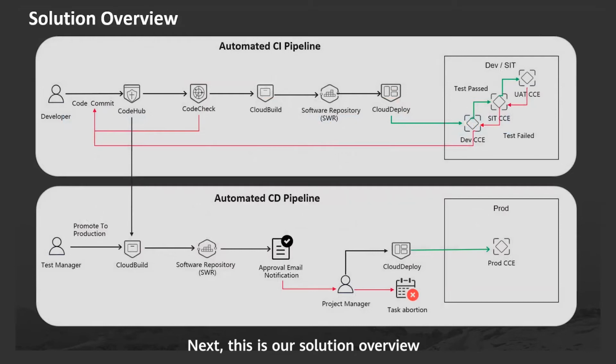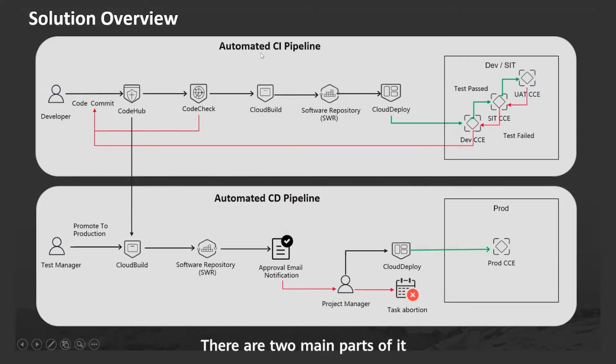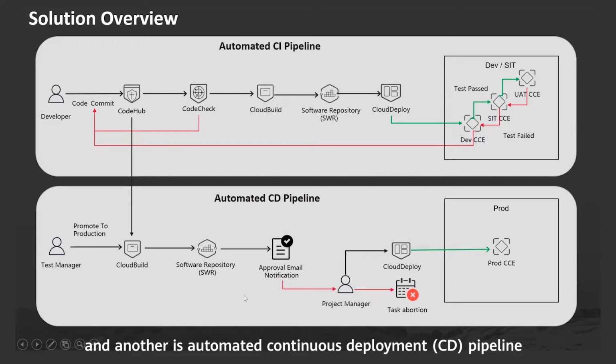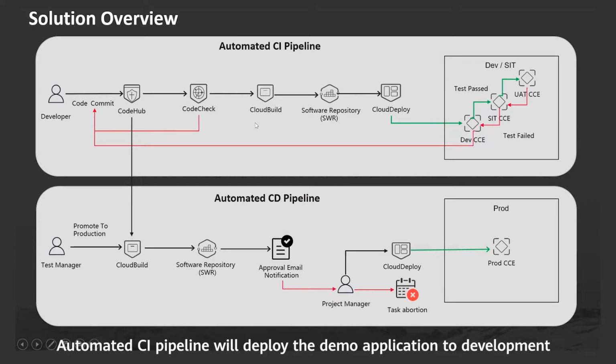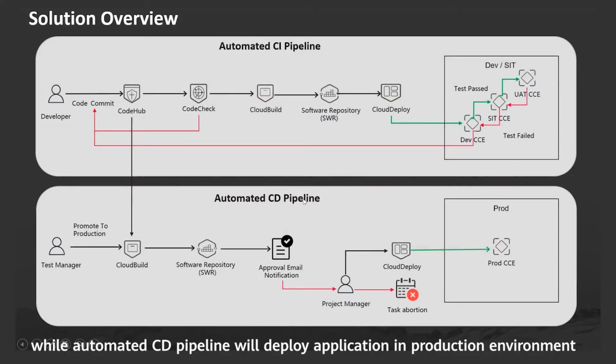So next, this is our solution overview, in which it illustrates the overall concepts of the demo in our session. There are 2 main parts of it. One is the automated continuous integration pipeline, and another is automated continuous deployment pipeline. Automated CI pipeline will deploy the demo application to the development or system integration testing environment, while the CD pipeline will deploy application in production environment.